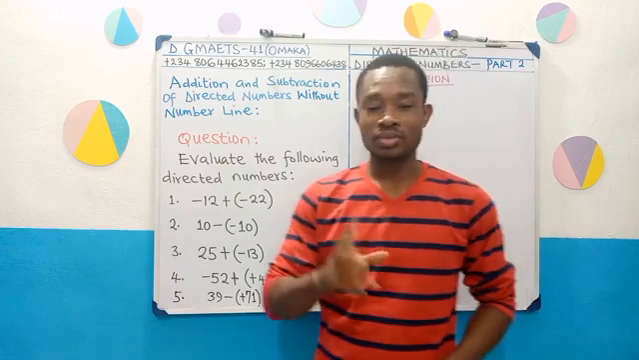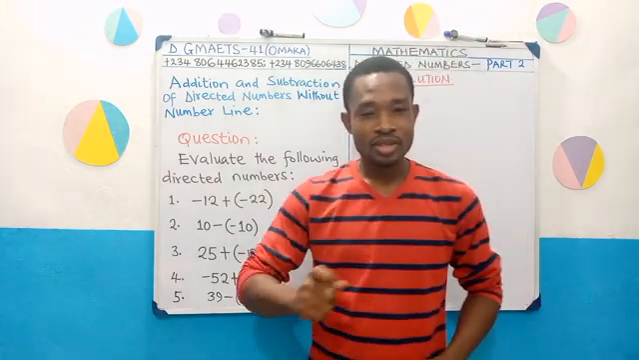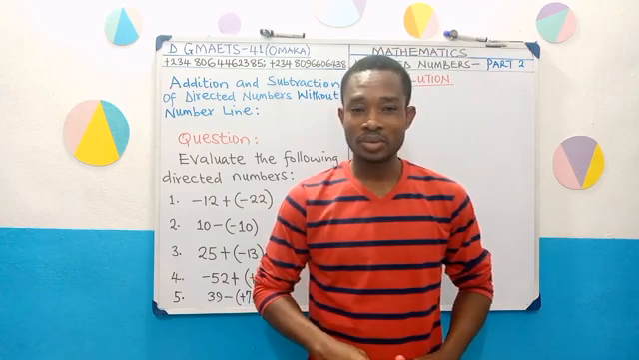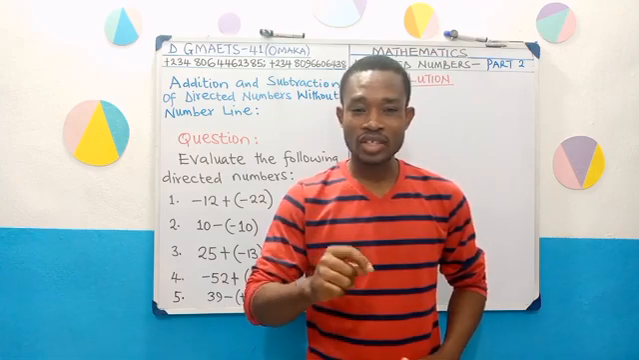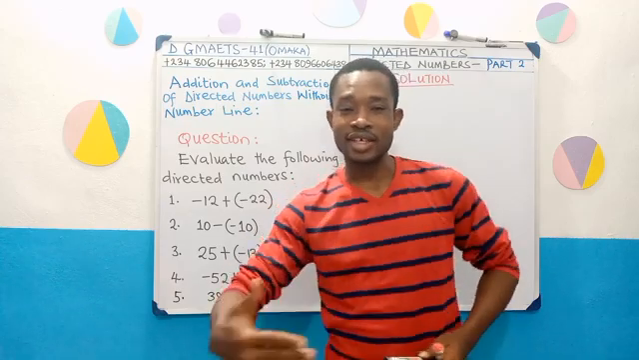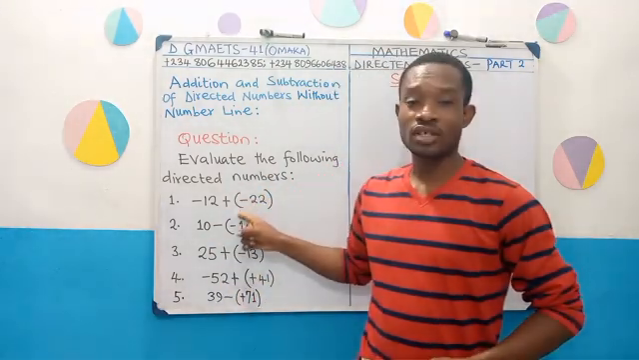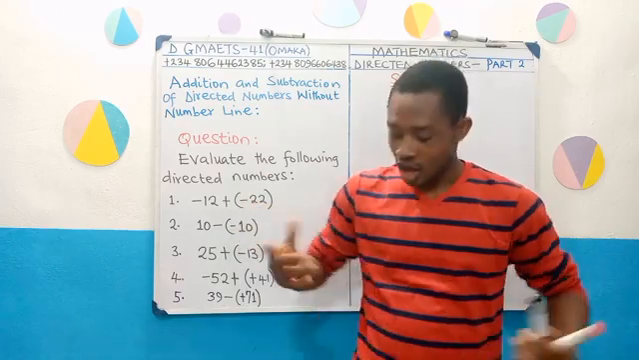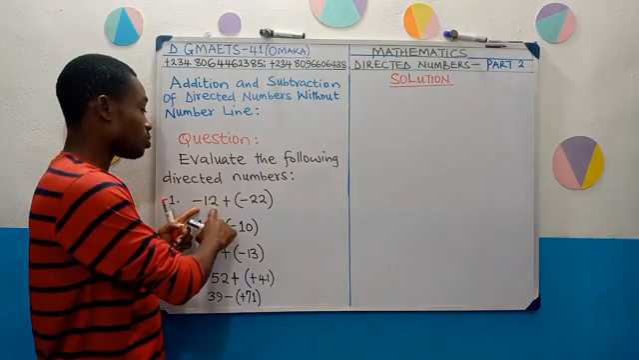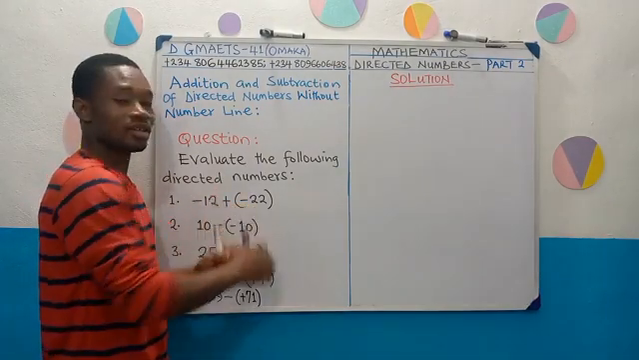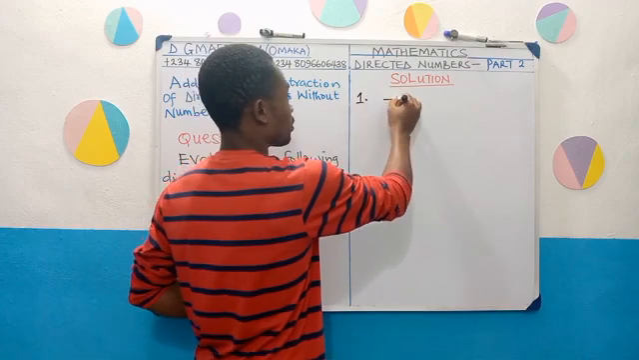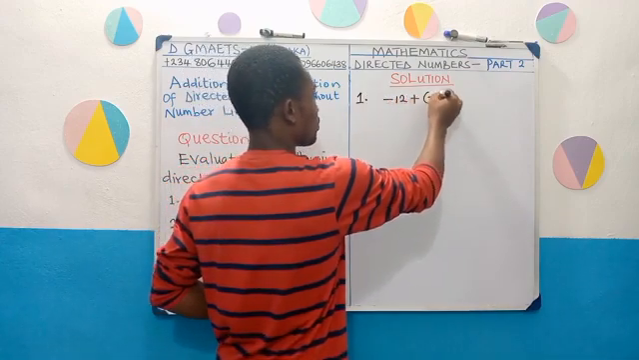Now I will advise you, get ready to write some important points as I will be telling you. Whenever I make some points that I would like you to write, I will tell you. So you write it by the side where you are solving this in your book. Okay, we're going to solve the question on this side of the board. The first question is minus 12 plus minus 22. So solution number 1, minus 12 plus minus 22.